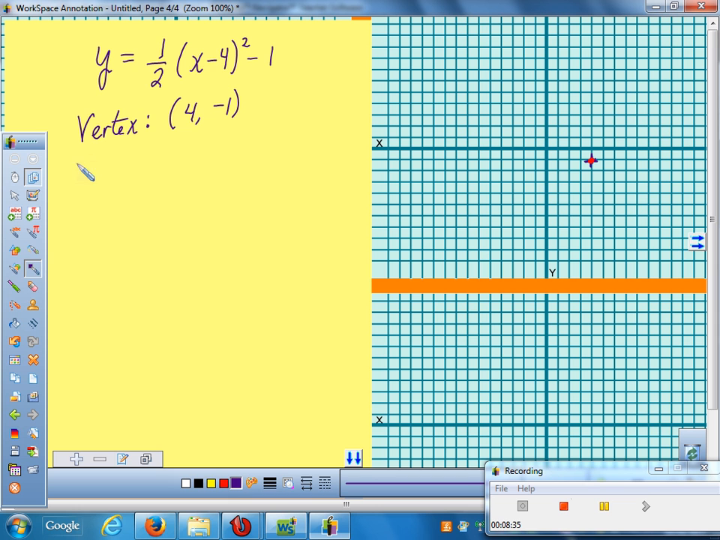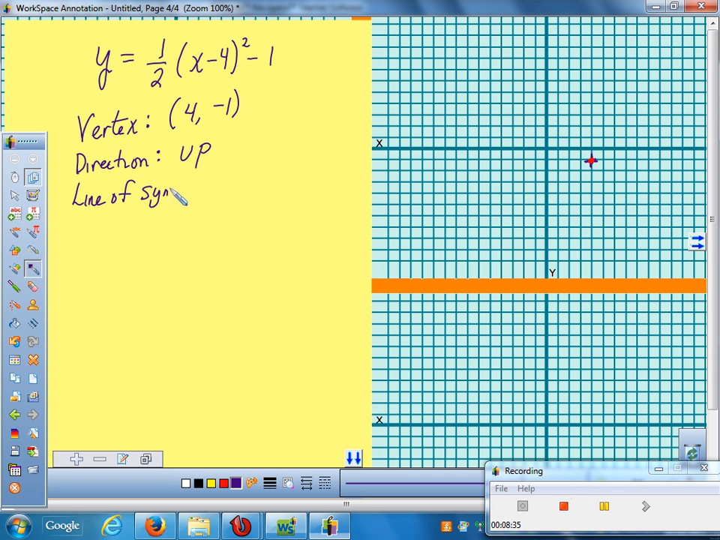Okay, is this one going to go up or down? Based on which number? Whether it's positive or negative in front. So you're looking at that coefficient number out front. It's a positive 1/2, so you're going up. Okay.